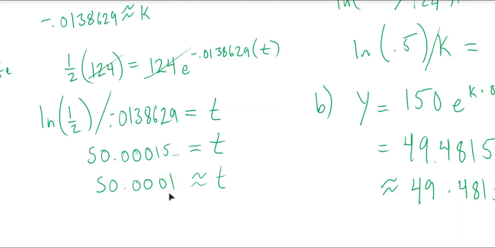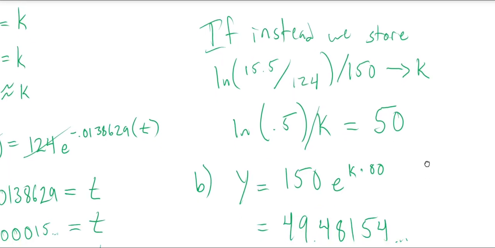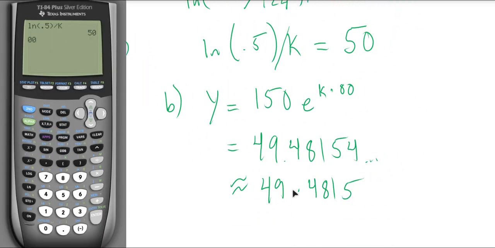If we want a lot of decimal places, we need a lot of accuracy, and this is perhaps the easiest way to get it. Just store your constants as letters in your calculator, and then you can use those wherever you see fit, including, for example, in calculations like this, where now I can just say 150 times e to the power of k, which we've stored as our constant in question, times 80. And this will be the most accurate answer that we could get because we've done the least amount of rounding for k.